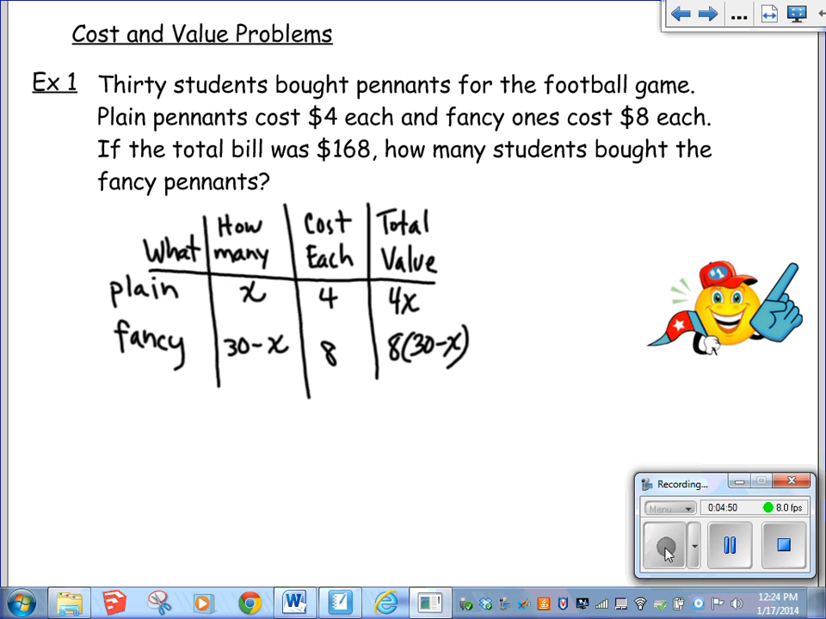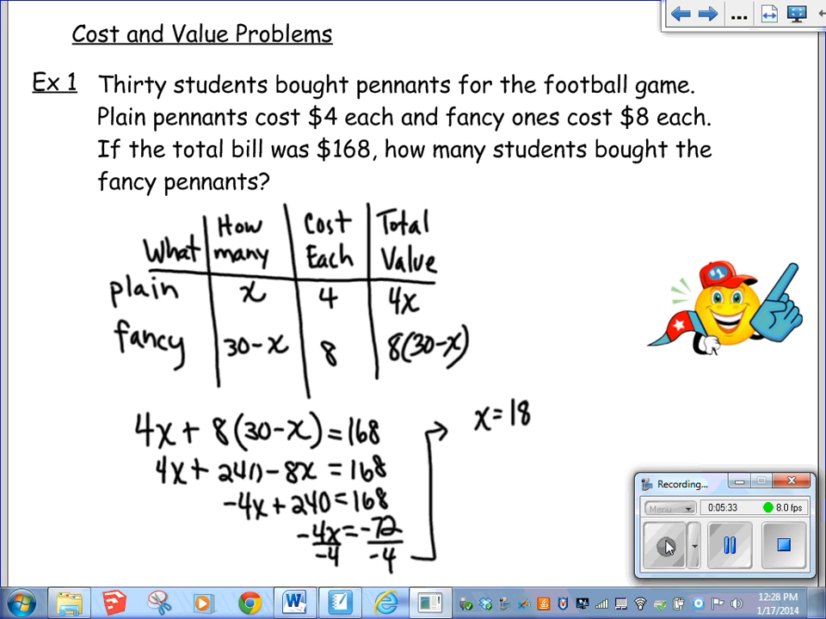What do you think the equation will be here? Liam? 4X plus 8 times 30 minus X equals 168. Yeah, very good. The value of the plain plus the value of the fancy has to total our overall total of 168. I want you and your partner to take about 1.5 minutes working together, so we don't spin our wheels with little errors, to solve this and answer the question.